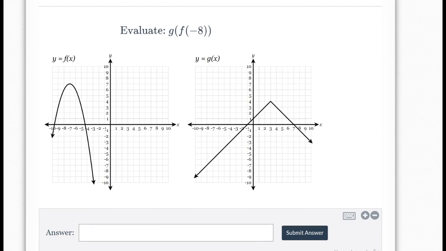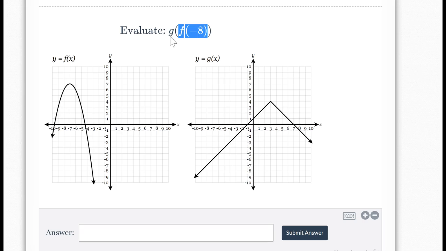g of f of -8. So I have to start at -8, on the f graph. Here's my f graph. So I go to -8 on the x-axis, and I have to go touch the f graph. So I go up, how many units? 6. So now that I know the answer is 6, I will substitute this with the number 6.